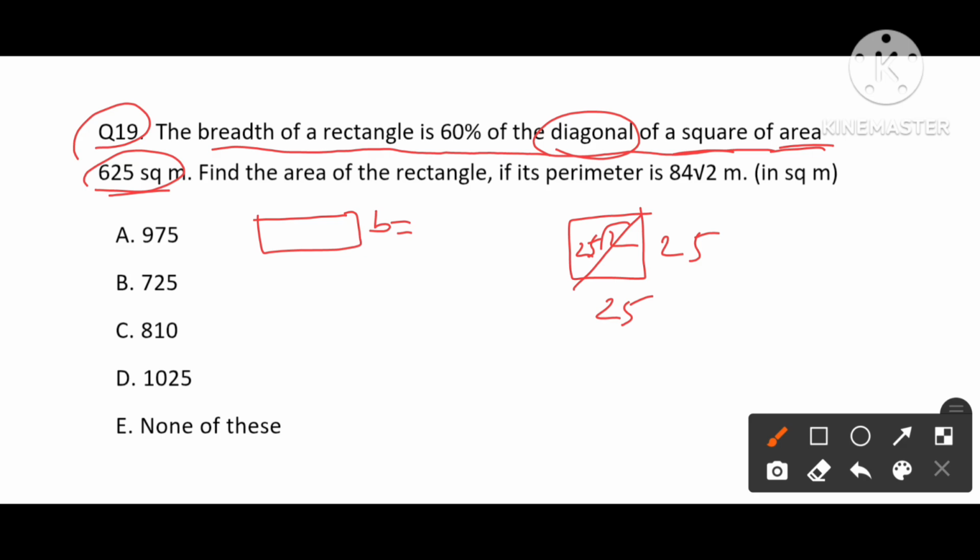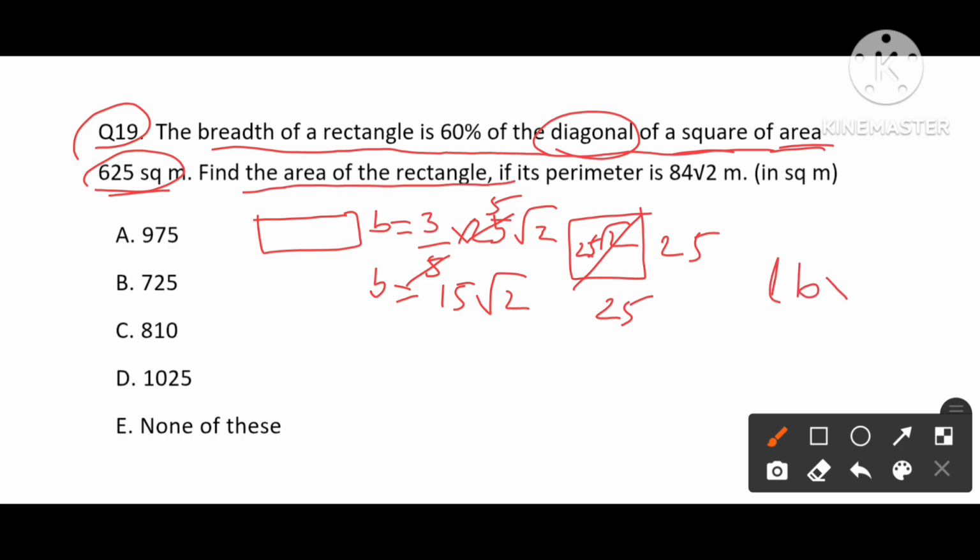So the breadth value will be 60%. 60% means 3 by 5 into 25 root 2. 5 times 5 is 25, so the breadth value we got is 3 times 5, which is 15 root 2. And it is said to find the area of the rectangle. We need to find the value of L into B. Here we have the breadth value.